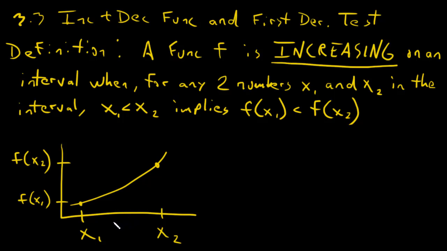Okay? Now, that makes sense: if the function is going up, the y values are getting larger, so the x value that is further away yields a y value that is higher. The only thing to note is that this is not an equal sign right here. It is a less than. That's because it is not increasing if it's a flat line.